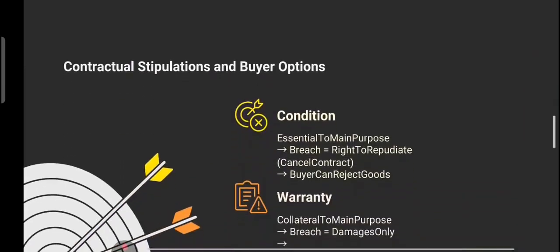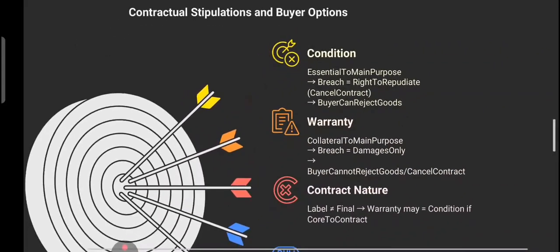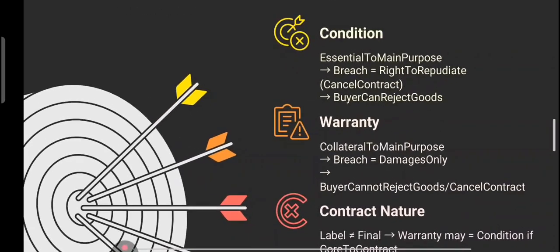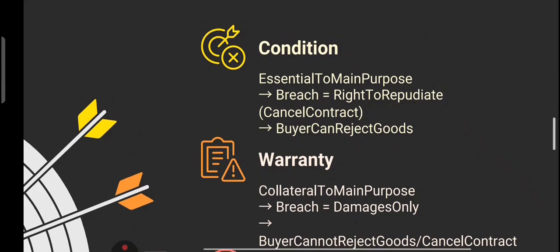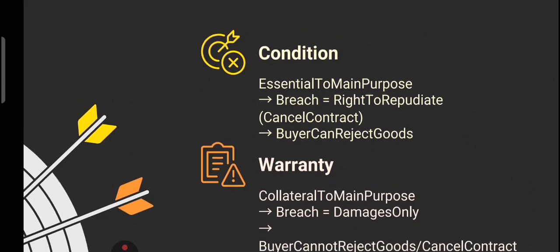Now have a look at the contractual stipulations and the buyer's options. Let's break down the key parts of a sale contract and what the buyer can do if something goes wrong. First of all, condition. You can think of this condition like the core promise of the contract. If it is broken, the buyer can cancel the deal and reject the goods. This is called condition. Condition means core promise of the contract. If it is breached, the buyer can cancel the deal and reject the goods.